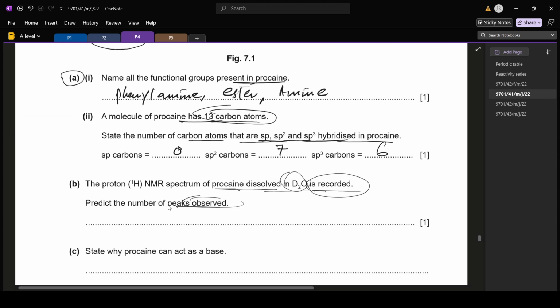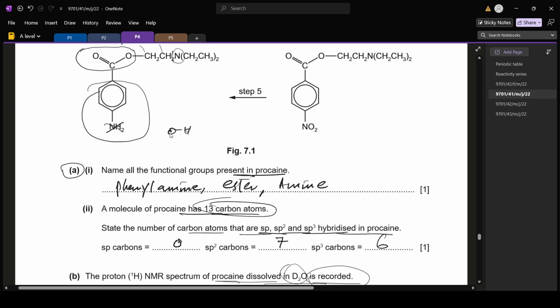So how many peaks will be shown? You have to check the environment of hydrogen. So this is the first environment of hydrogen. Let's mark this with red. This is the first environment. These both hydrogens have the same environment. Then you have a second environment, which is these two hydrogens attached over here.